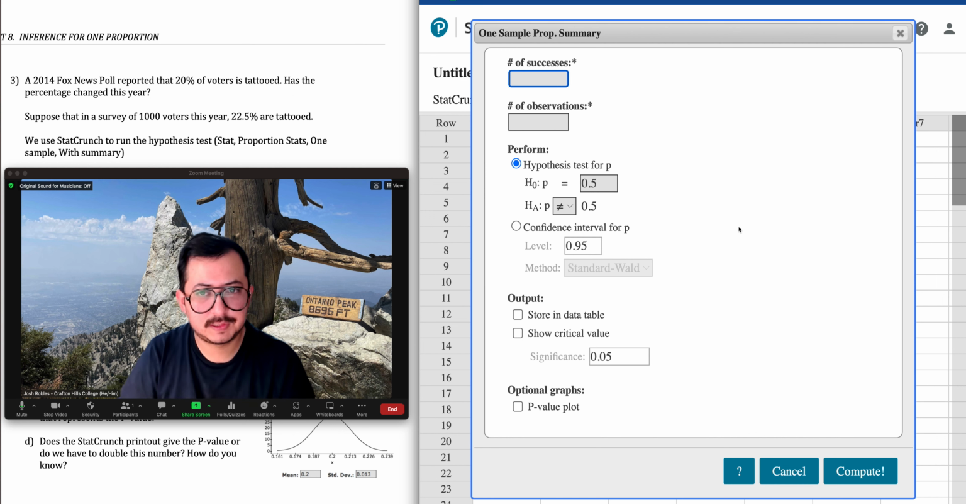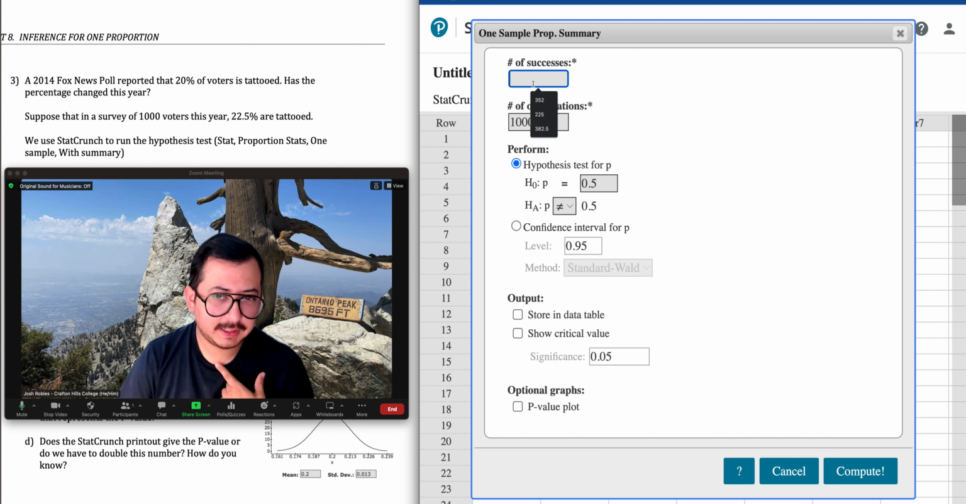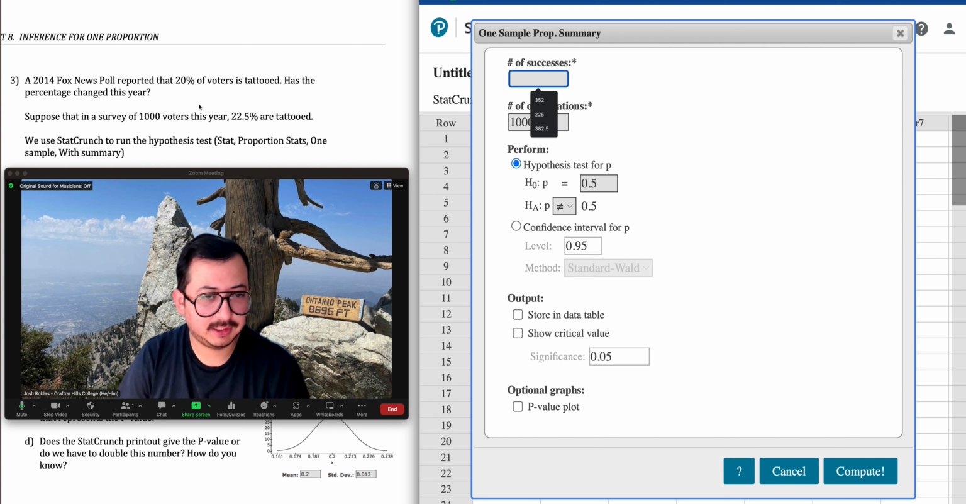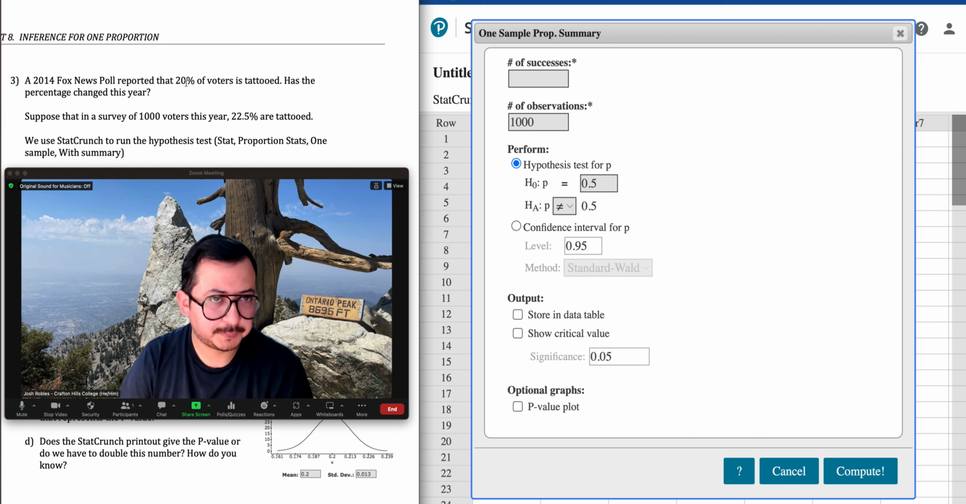Okay, so the one sample proportion summary menu screen came up. So number of observations. That is this 1,000 here. Okay, but the rest doesn't fill in like we normally give you the information. So there are two different proportions here, but there's not a spot for those two exactly.